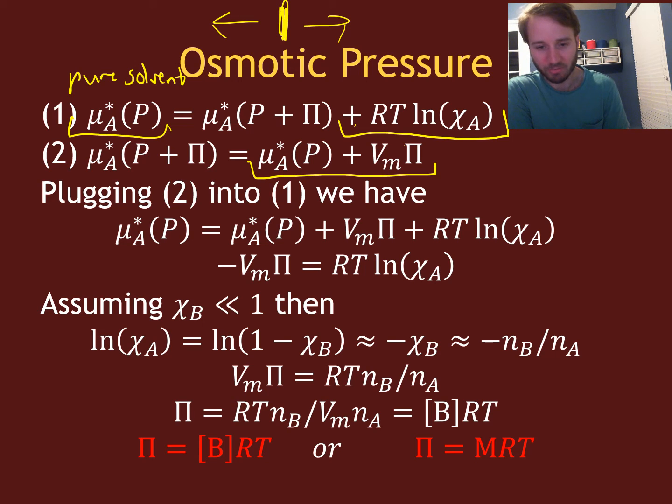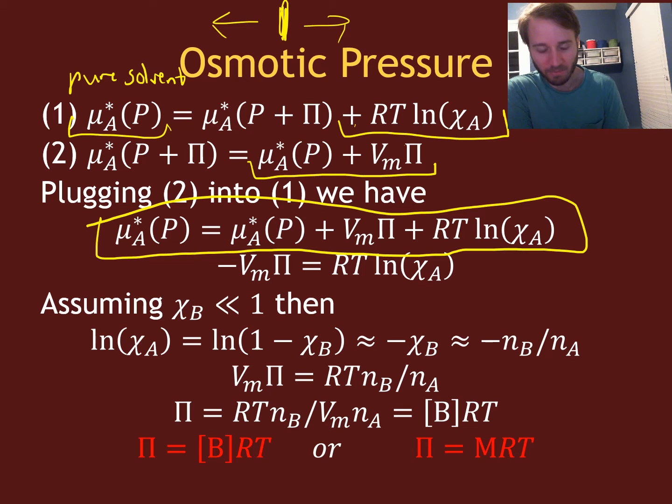So combining those two things, I get that the chemical potential of the pure solvent is equal to the chemical potential of the pure solvent at the same pressure, plus this molar volume of the solvent times this external applied osmotic pressure, plus RT times the natural log of the mole fraction of A. Simplifying this equation, you get just negative molar volume times osmotic pressure equals RT ln of the mole fraction of A.